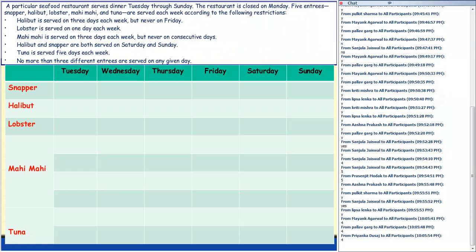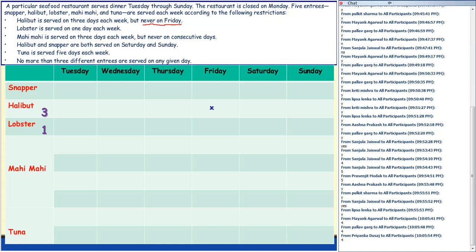Halibut is served on 3 days each week, but never on Friday. So I can say 3 days a week halibut, but never on Friday. So cross mark on Friday here. Next one. Lobster is served on 1 day each week. But which day? Again, we do not know anything here at all.